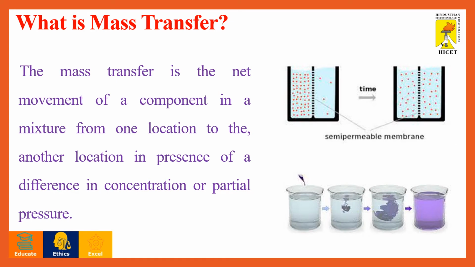At first, what is mass transfer? The net movement of component or molecules from one location to another location or one place to another because of the concentration difference is called as mass transfer. You try to see the images.